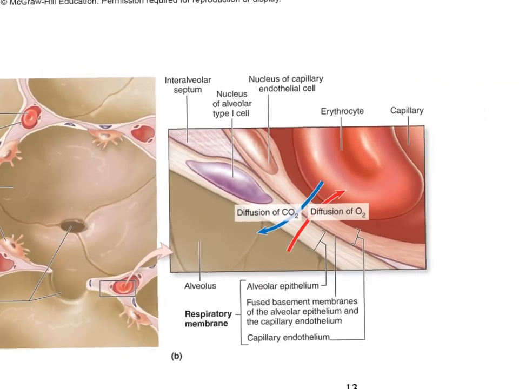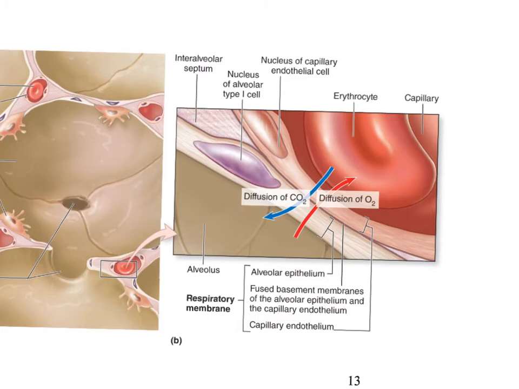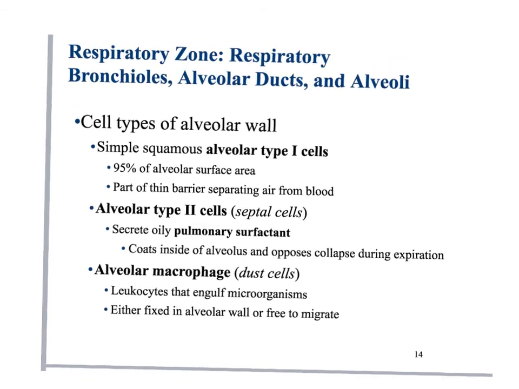Here's another picture of your respiratory membrane and the epithelium that's involved. Questions? Okay, here's a write-up of the alveolar type 1 and type 2 cells. 95% of the surface area within the lungs is covered by alveolar type 1 cells. The type 2 cells, also called septal cells, produce this pulmonary surfactant.